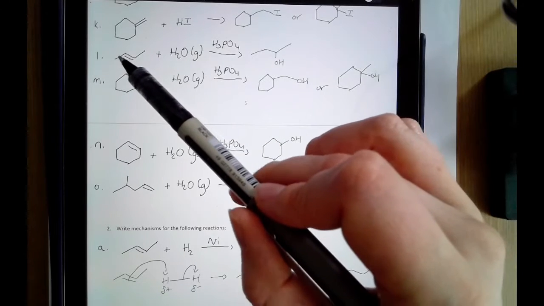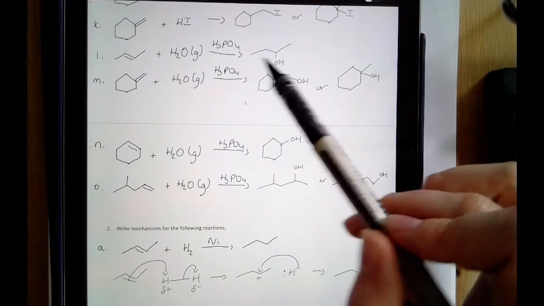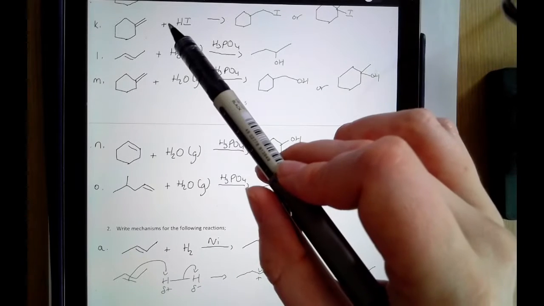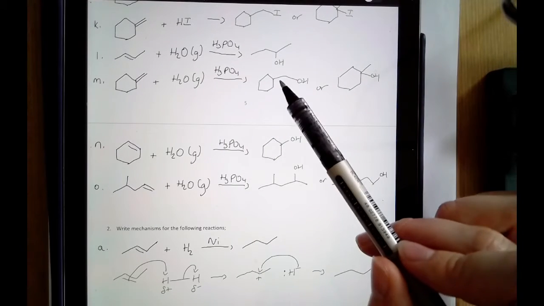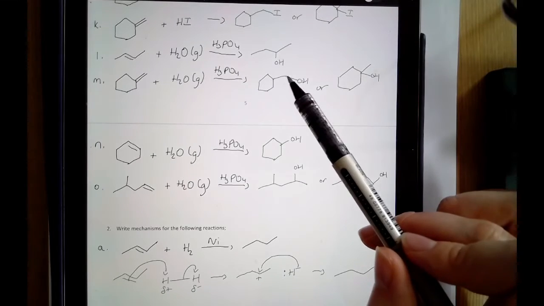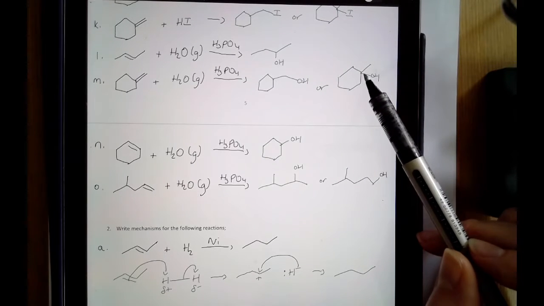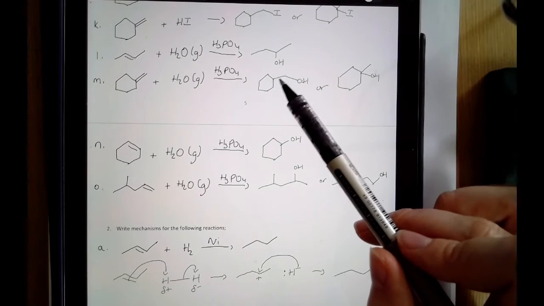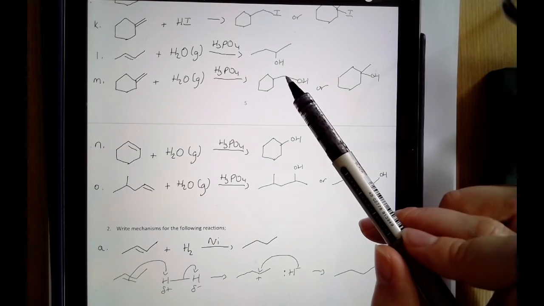Here, because my alkene is symmetrical, I'm only getting one product, but here I'm going to get two, just like I had with HI above. I get the OH adding to this carbon here, or to the same right onto the ring. Make sure again that you're not losing a carbon. There is a carbon there in between.